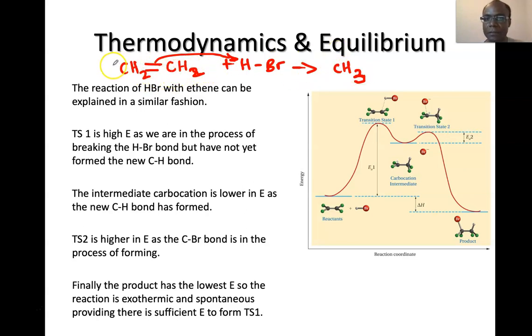So if I add this hydrogen to the CH2 on the left, the other CH2 will be one bond less. It's going to get a positive charge. Okay, so you see, again, this is a primary carbocation. Is it stable? No. So the TS is very high, as we are in the process of making HBr but have not yet formed the new CH bond. The intermediate carbocation is lower in energy as the new CH bond has formed.